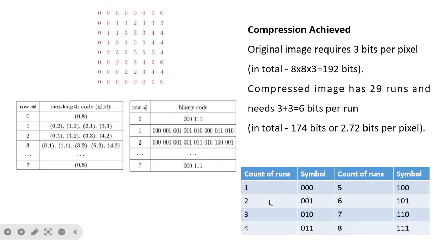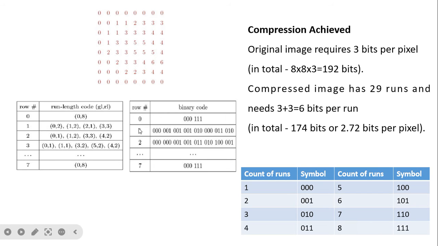When the pixel is present for 2 times, we use this symbol, and the maximum value that can be represented is 111. Here there is no need to take 0, because when the pixel is not present, we are not encoding that particular symbol. So for the first row, 0 is repeated 8 times. It is encoded such that 0 is represented with 000 and 8 is represented with 111. Next, 0 is repeated 2 times, 1 is repeated 2 times, 2 is repeated 1 time, and 3 is repeated 3 times.